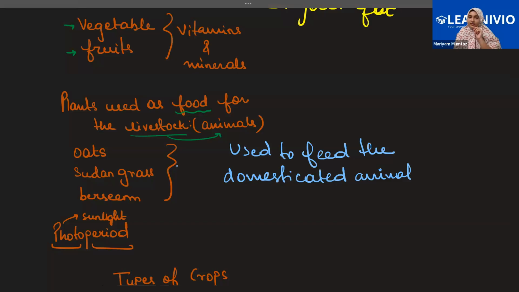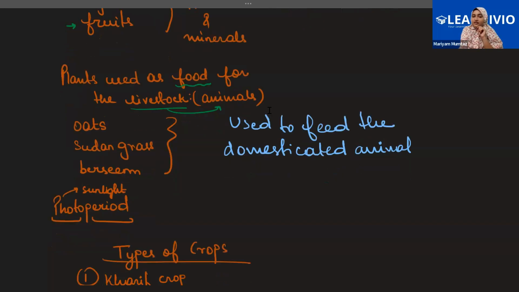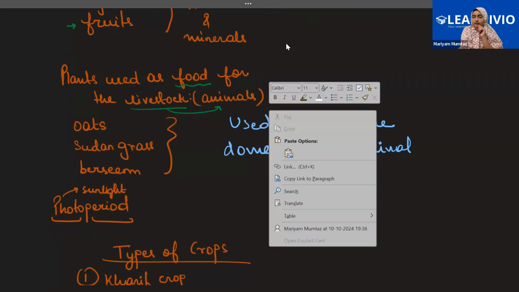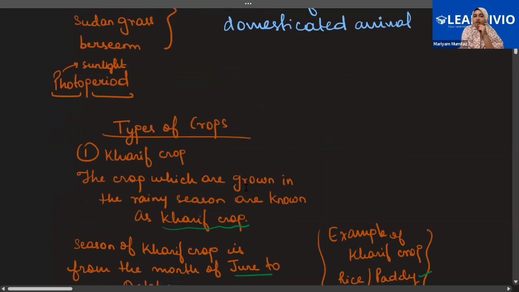But see, we don't feed a cat as livestock. Mostly livestock is for the cows, the buffaloes, the goats, meaning these animals that are used commercially and they are domesticated in such a way so as to get products from them. So oats, Sudan grass, and berseem. These are the plants that are used to feed the animals that are domesticated. Now talking about the types of crops.